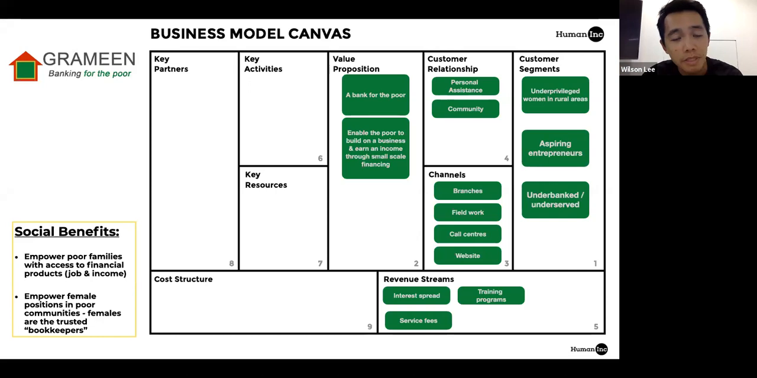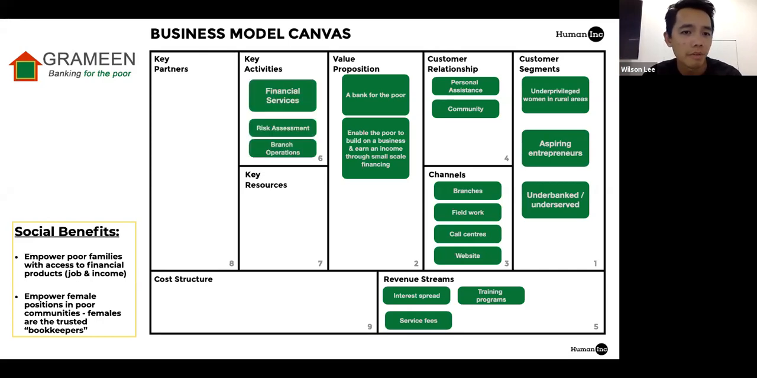The revenue streams, although it's quite innovative that they don't need collateral, but again, as with any financing institution, it mainly comes from interest rate spreads, service fees, and training programs that they charge for people who want to become a village head or branch head. So key activities, this is the financial services. So this is basically your home loans or your business loans, risk assessment that they do, and your branch operations.